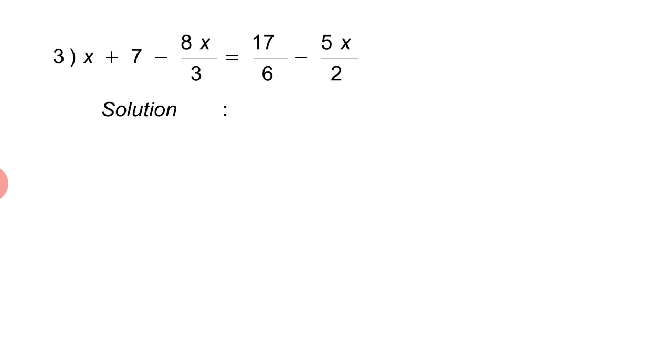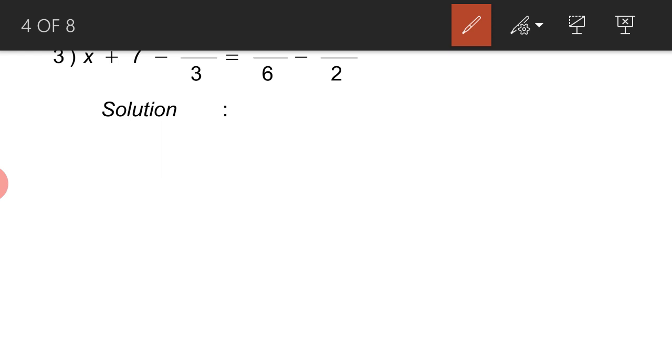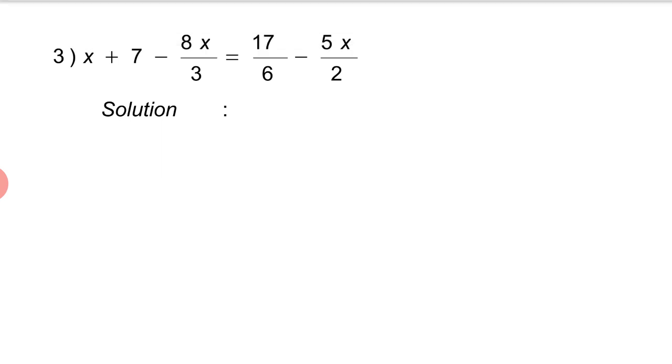Now x plus 7 minus 8x upon 3 is equal to 17 upon 6 minus 5x upon 2. So the length of equation is increasing a little. Now here there are some numbers and rational numbers, integers and variables also. So what will we do? Now there are two ways to solve this particular equation. Either you can simplify LHS separately and RHS separately, or you can collect the variables and simplify it. I'll go with collecting the variables on one side and sending numbers to the other side. Is it okay? So let us go for the solution.